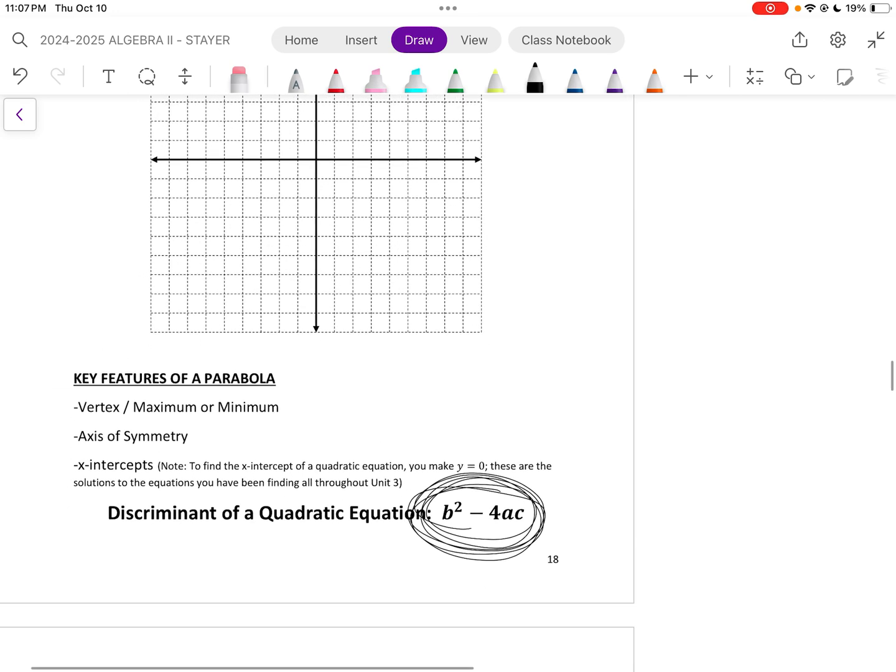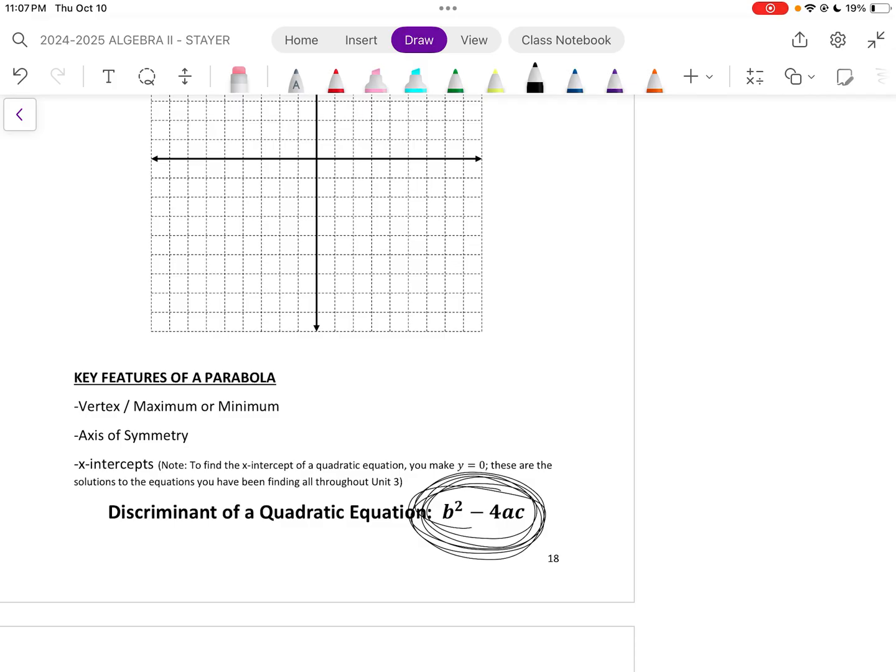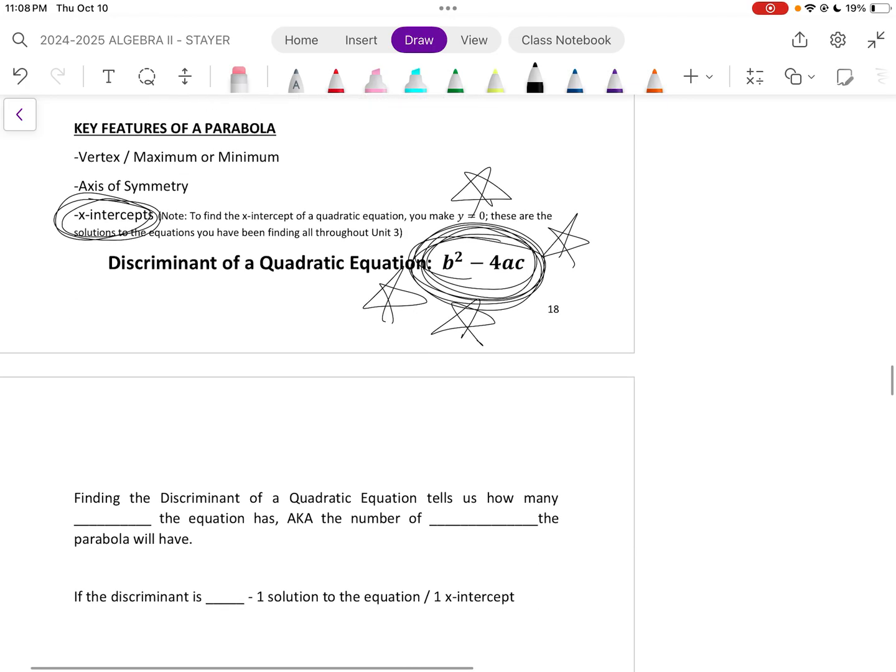When we're doing this, you know that the x-intercepts, we can find them using factoring, right? We could find them using completing the square. There is another way to do that, which we'll talk about after fall break. But in short, what if we just want to know how many times the graph touches the x-axis? We're going to use this formula, b squared minus 4ac, to help us out with that. All right, so here's what it is.